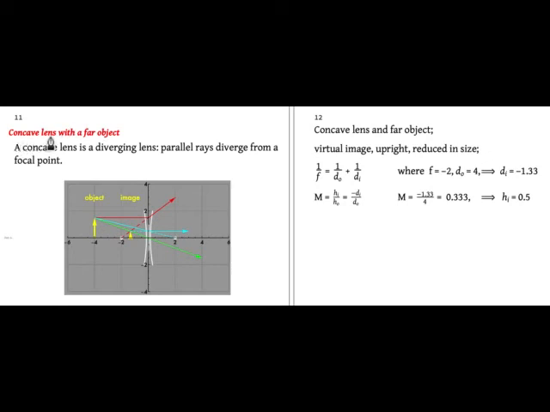Let's consider a concave lens with a far object. So here's the object. Here's the lens. Now, a concave lens is a diverging lens. So parallel rays diverge from the focal point. They don't converge toward the focal point. That would be a converging lens, which would be a convex-shaped lens. They diverge from the focal point. So here's a parallel ray. By refraction, as it goes through the lens, it comes off in the direction away from the focal point.